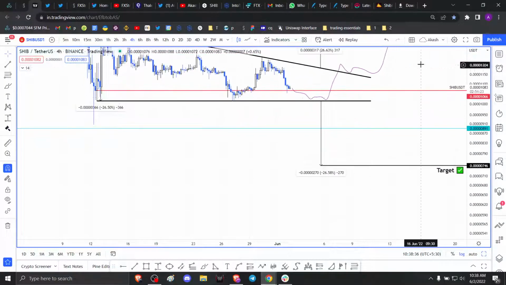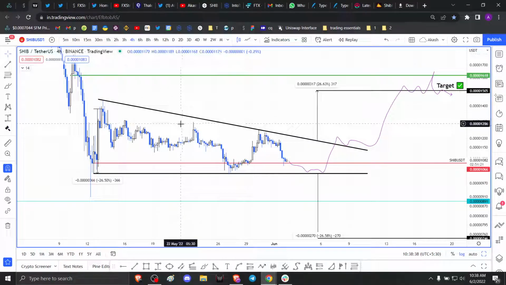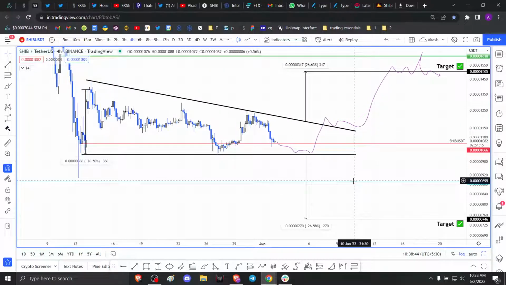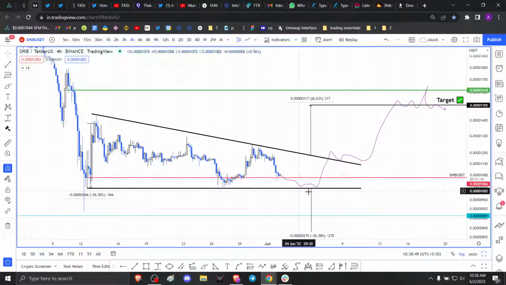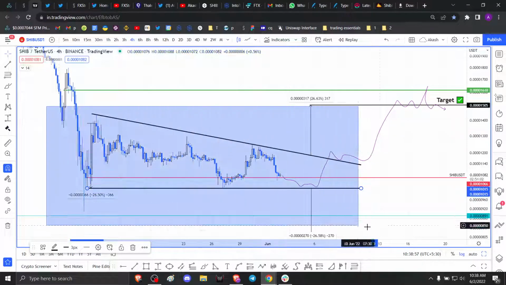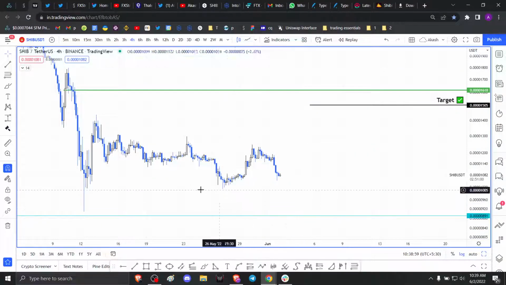So right now I've marked this descending triangle, and the usual bias for a descending triangle is that it breaks down, right? But considering what's happening with Bitcoin, and since I'm bullish on Bitcoin, I'm expecting Shiba Inu to do one last retest of the base of this triangle and then move higher. Now, this could be looked at a couple of other ways. So let me just show you what I mean by that, right?